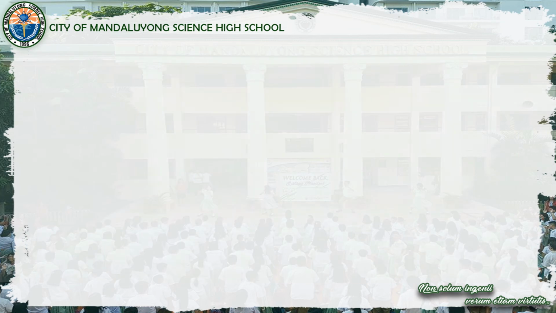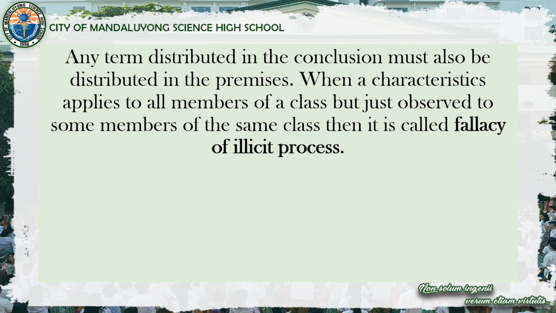Now, ito naman, any term distributed in the conclusion must also be distributed in the premises. And when a characteristic applies to all members of a class but is observed in only some members of the same class, then it is called the fallacy of illicit process. So here is the example for that.